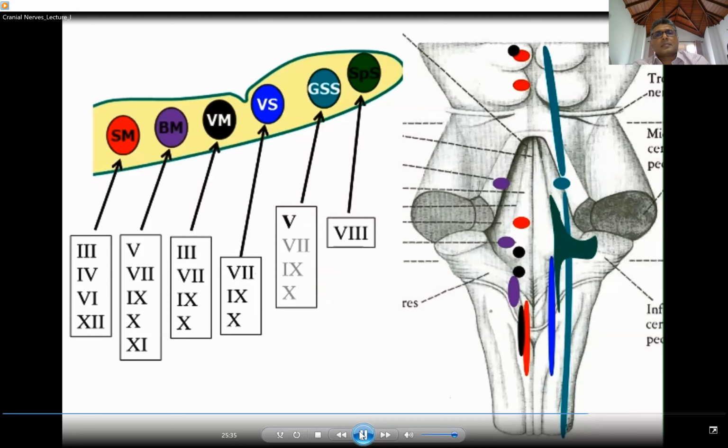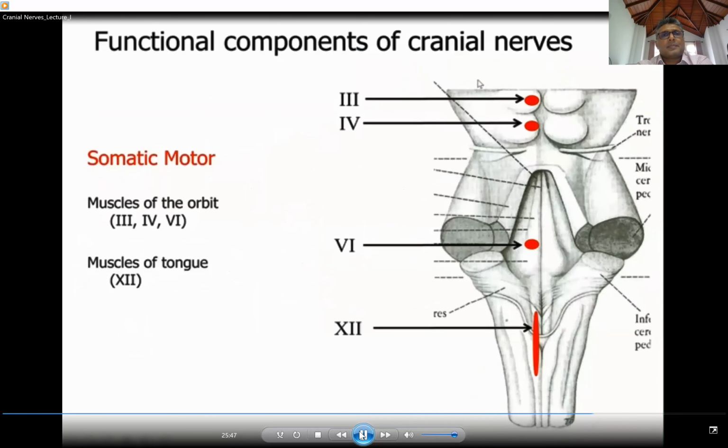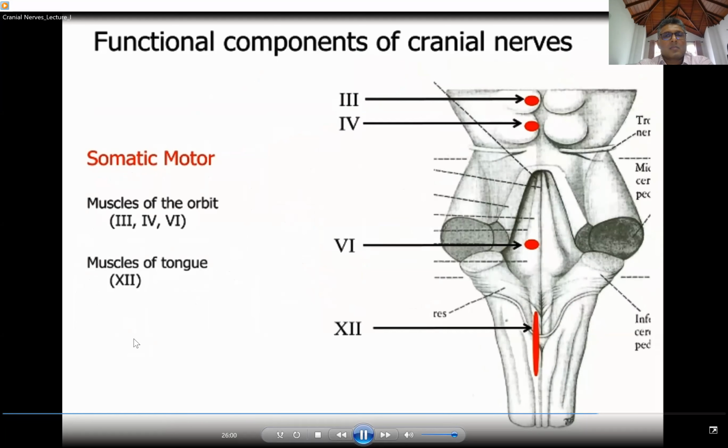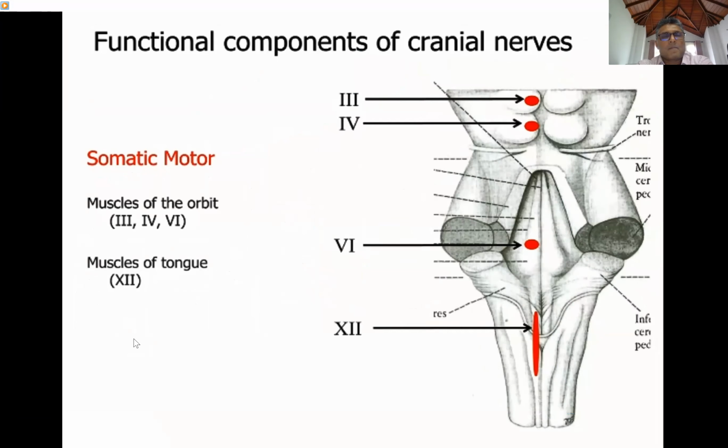The last component is the special somatic sensory component that is only present in the vestibulocochlear nerve. In the previous slide, we summarized the functional components of all cranial nerves in one go. Now we will take the separate functional components and see which cranial nerves contain these functional components one by one.